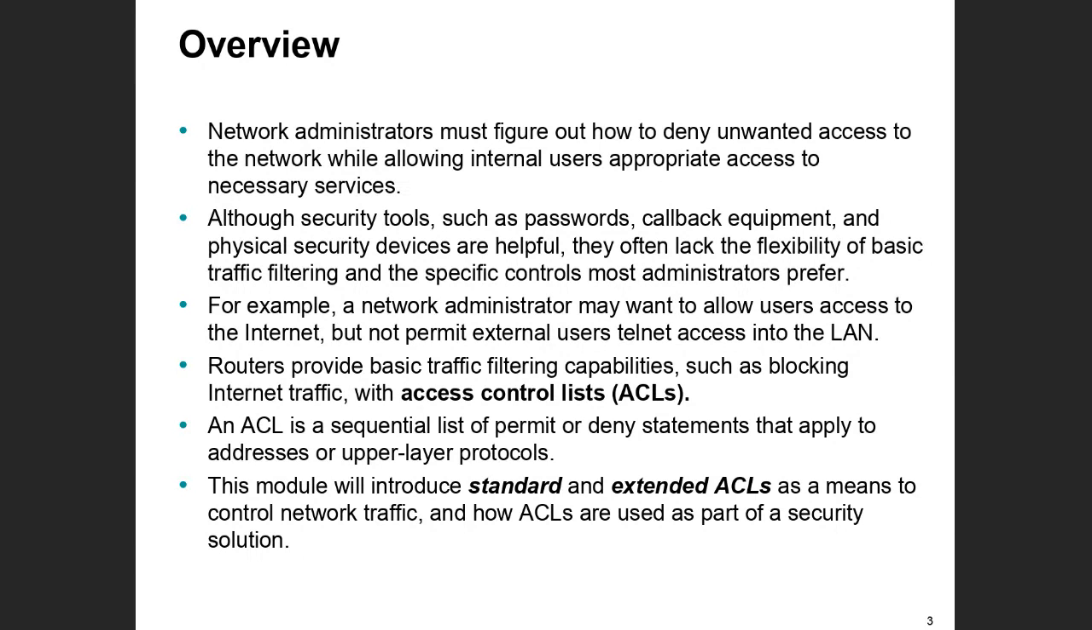So what is an access control list in Cisco? It's a sequential list of permit or deny statements that apply to source and destination IP addresses, or upper layer protocols like TCP, UDP, things of that nature. First of all, we're going to look at standard access control lists, which only filter based upon the source address. Kind of clunky. We'll use that to get started. And then we're going to go on to extended access control lists, which can filter both on the source and destination IP addresses, as well as on things like, is it port number 20 and 21 for FTP, or is it port 25 for email, things of that nature.